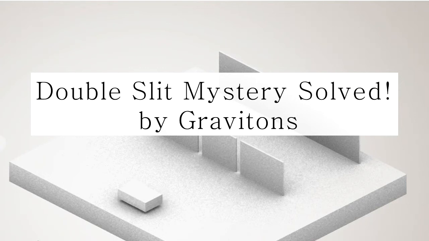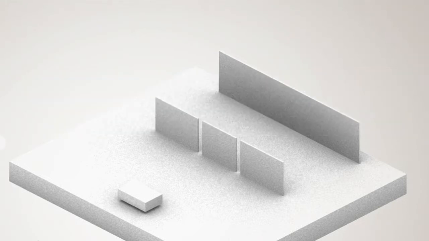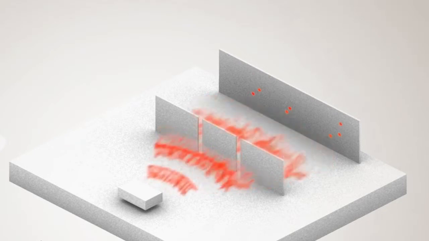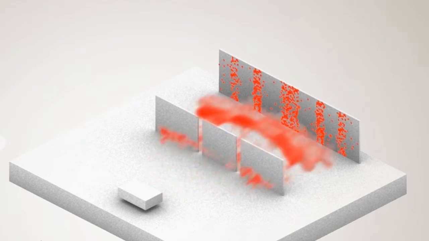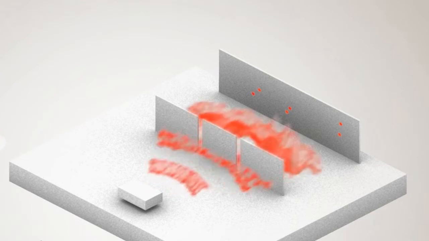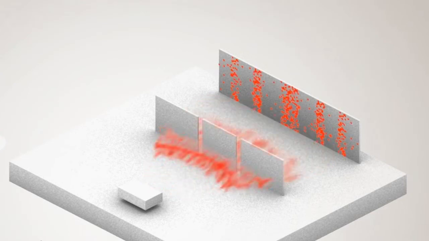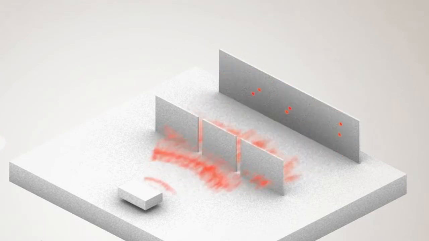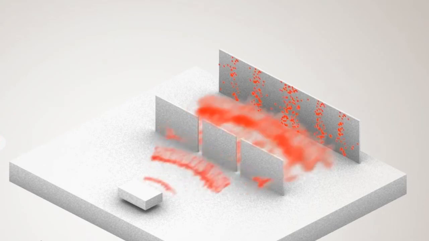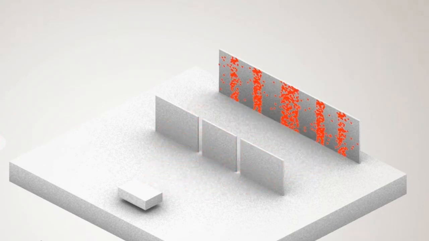The double slit mystery is solved by gravitons. This is the central mystery of quantum physics. It's called the double slit experiment. Each quantum particle passes through both slits at the same time as a wave, and the wave suddenly collapses on the screen and becomes a particle. That's why the double slit experiment is called a mystery, changing between wave and particle.